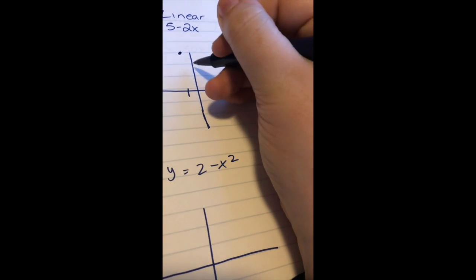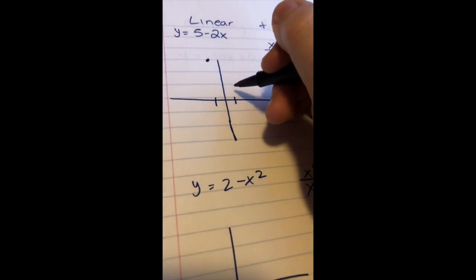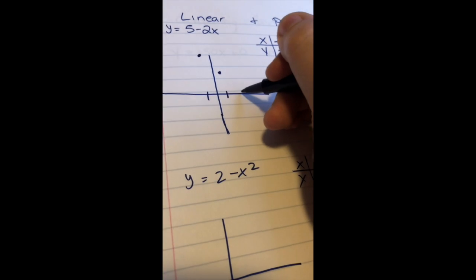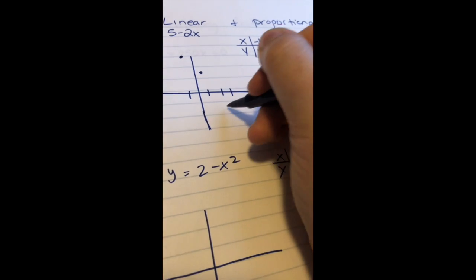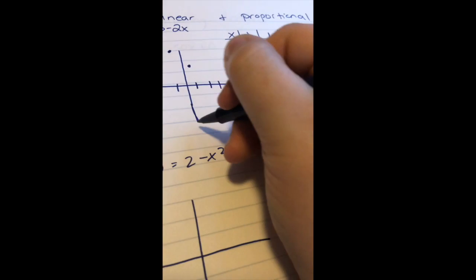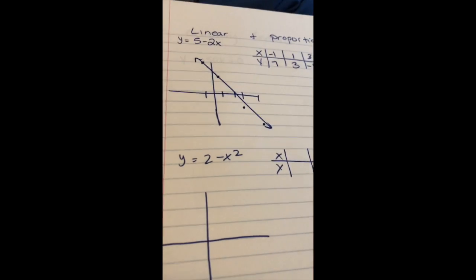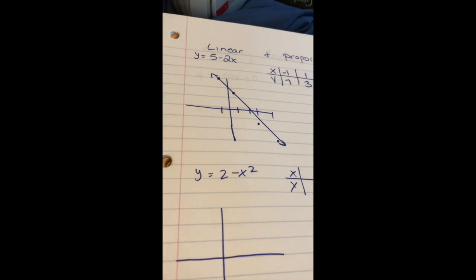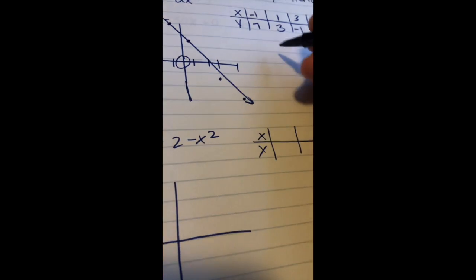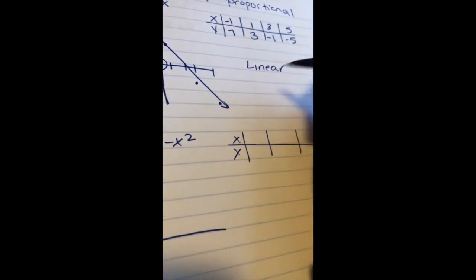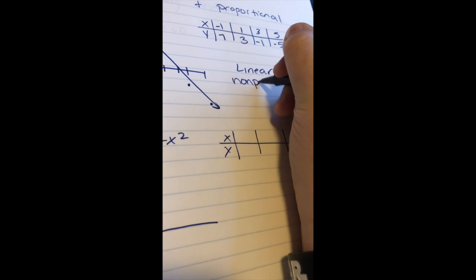And so if we graph that, we're going to start here, -1, and go up to 7. We're going to go to 1 and get 3. We're going to go to 3 and get -1, and then we're going to go to 5 and get -5. And I'm just doing a rough draft so we can see exactly what's going on here. Okay, so this is a linear, okay, but we are not going through our origin. So this is a linear line, but it is non-proportional.